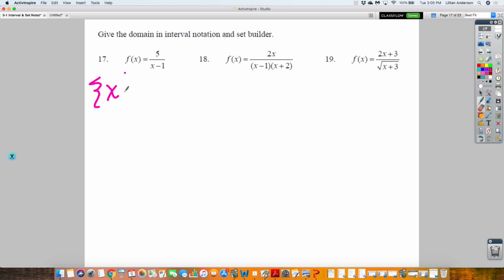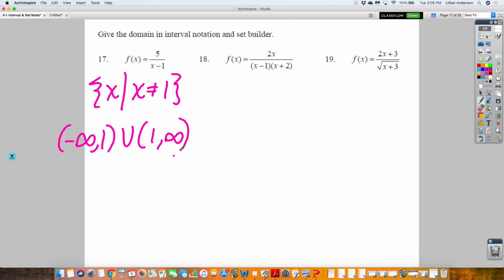A denominator, which means that the denominator could not equal 0 at what value? Or what value did it equal 0? 1. So that means our domain was everything but 1. Set, easiest way I feel. The set of x values such that x does not equal 1. Right? How would you write that as an interval? Parentheses, negative infinity, comma 1, parentheses, union, parentheses, 1, comma infinity, parentheses. Good stuff. Exactly how you would write it. Okay? So everything but that one value.